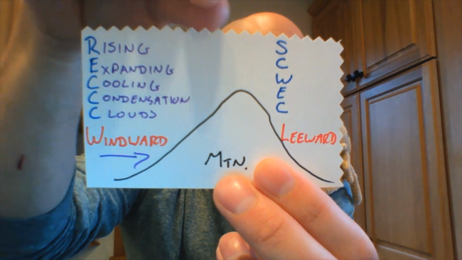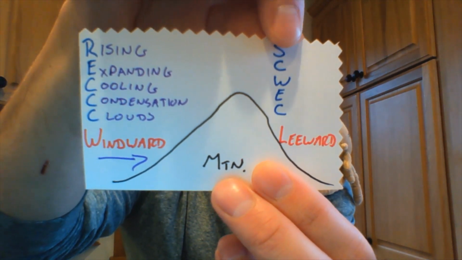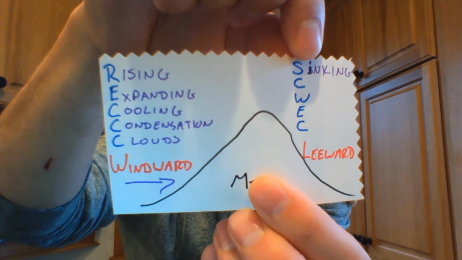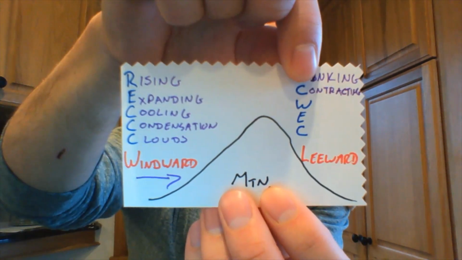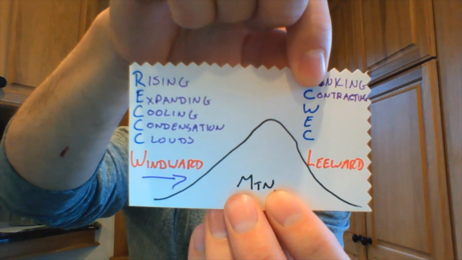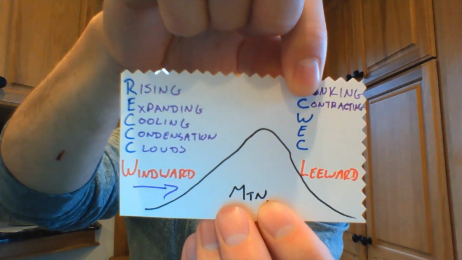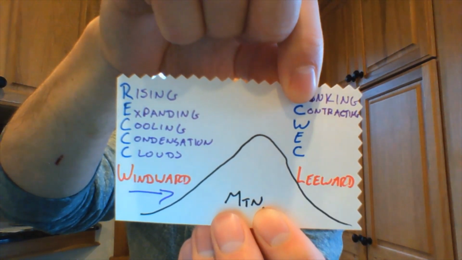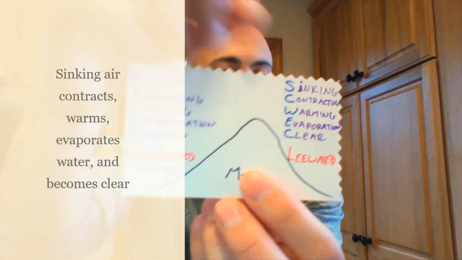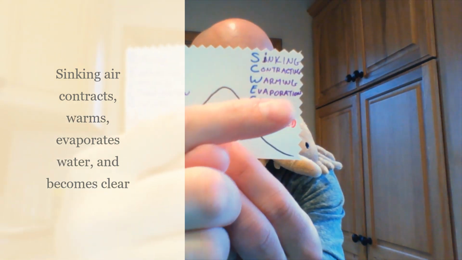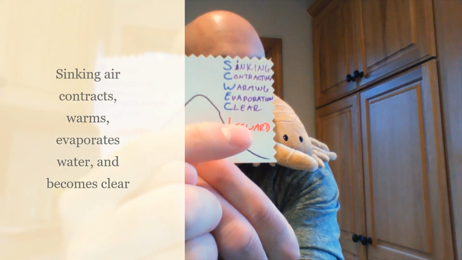On the back side, the leeward side of a mountain, each of these are the opposites of these. So I'll give you a second. See if you can figure out what's the opposite of rising? Sinking. What's the opposite of expanding? Contracting. What's the opposite of cooling and condensation and clouds? Warming, evaporation, and clear. So all the things that happen here, the opposite things happen on the backside of land.